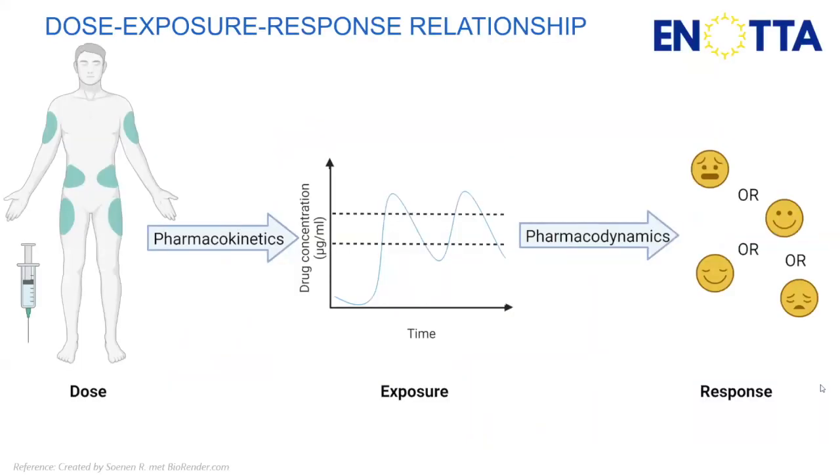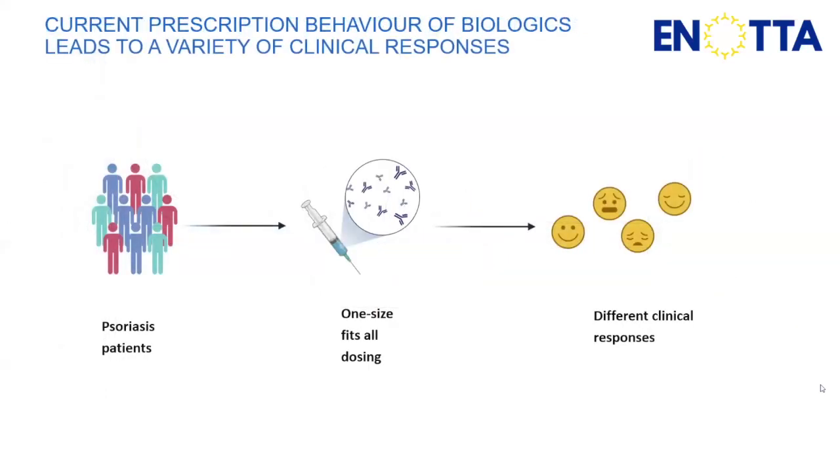I'm not going to focus too much on what TDM is, because we are all TDM researchers, experts. As we all know, if we prescribe a treatment, there is a dose, we have an exposure in the blood, and then we have the effect of the treatment. And in psoriasis, it's the same with the biologics. In general, if we prescribe a biologic, it's according to a standard dosing regimen. Each biologic has its own dosing regimen. So it's one-size-fits-all dosing, and we see in real-world practice that patients clinically respond very differently.